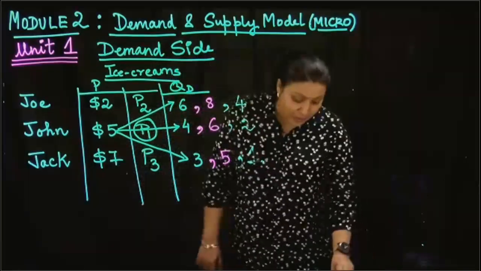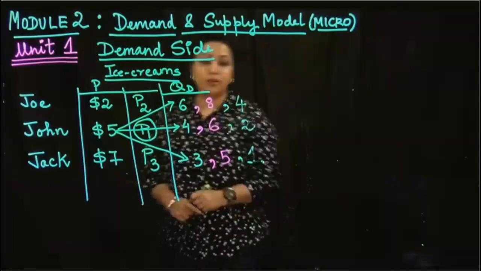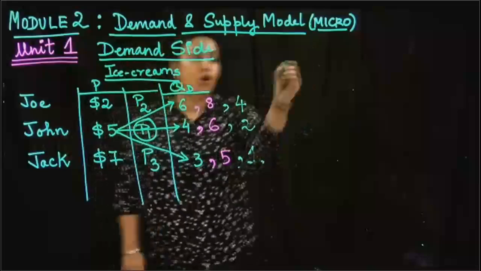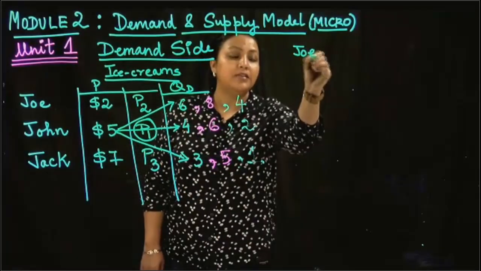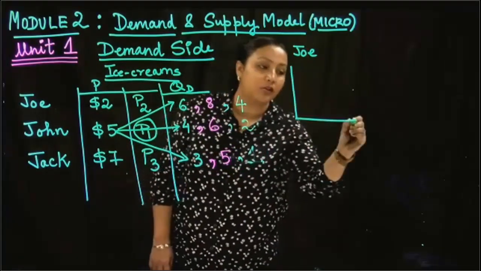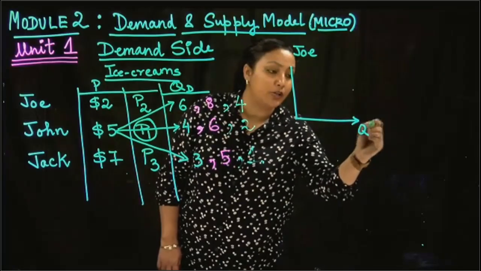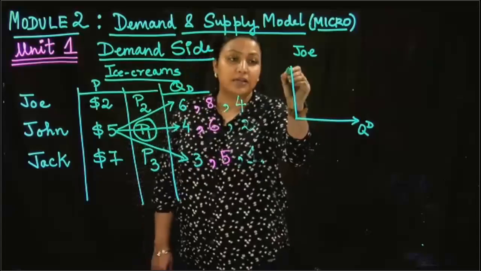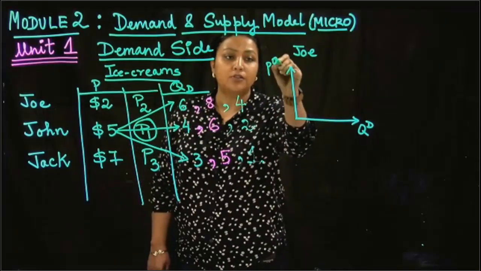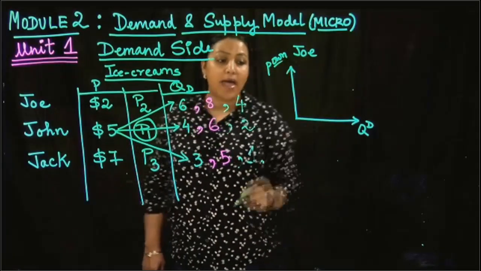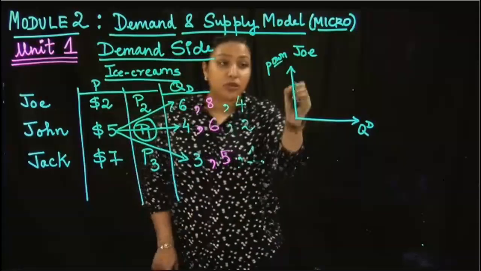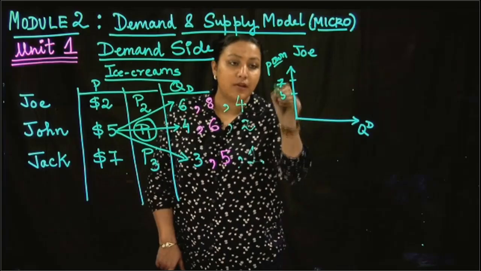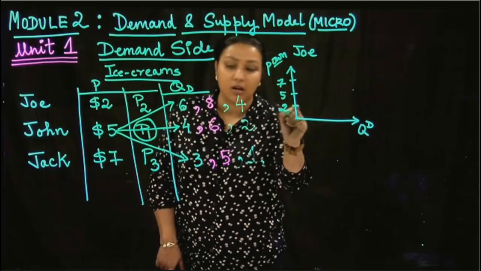So now if we draw the individual demand curves, if I wanted to draw the individual demand curve for Joe for ice cream, and I have his quantity demanded on the x-axis, always quantity goes on the x-axis and the own price of the commodity ice creams on the y-axis, and I had these three price points, $2, $5 and $7.